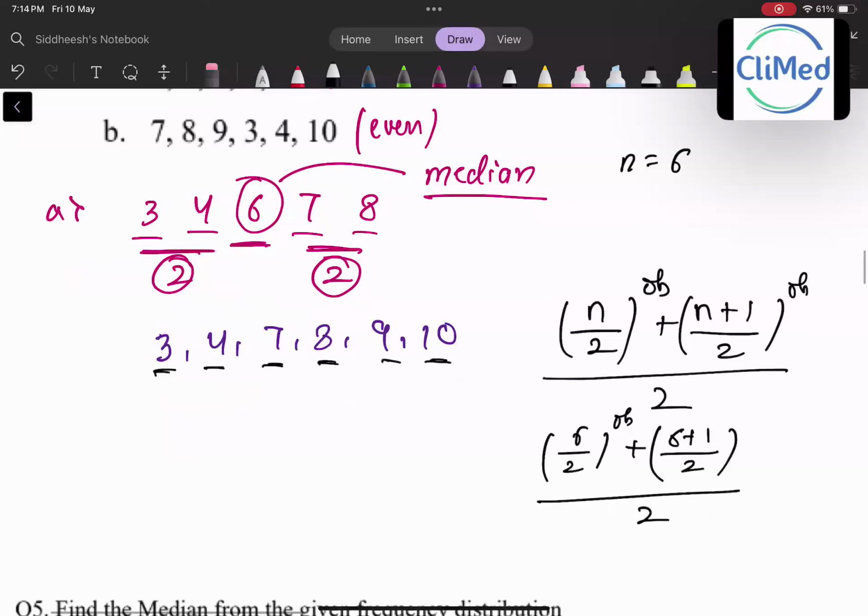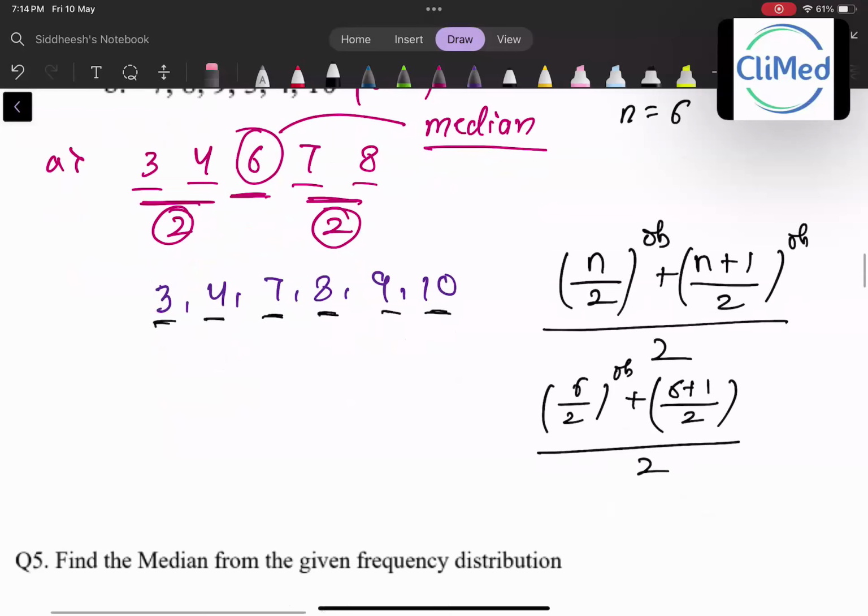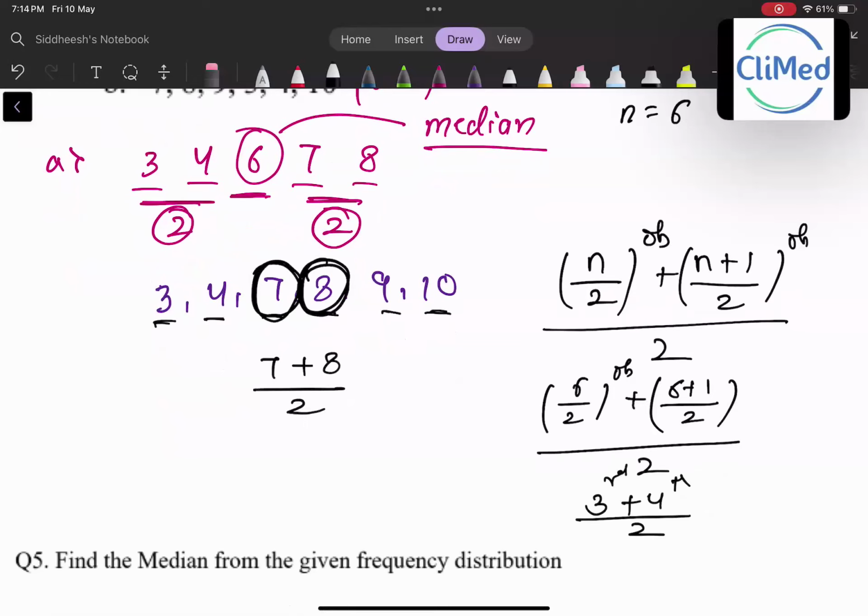Upon 2. So if you solve it, what we are getting is third observation plus fourth observation upon 2. What is our third observation? 7. What is our fourth observation? 8. Now 7 plus 8 upon 2. How much are you getting? 7.5. Yes, this is your answer.